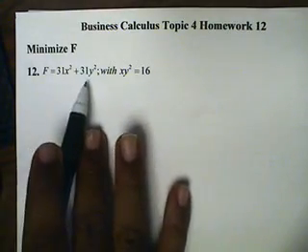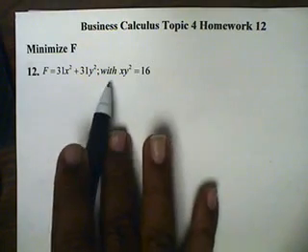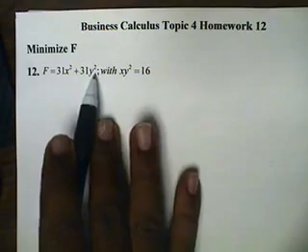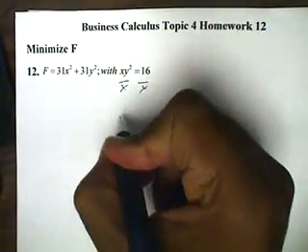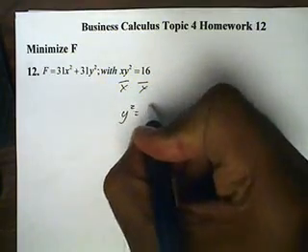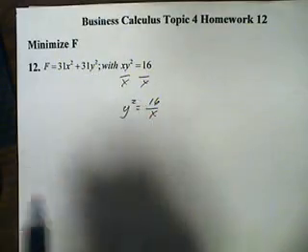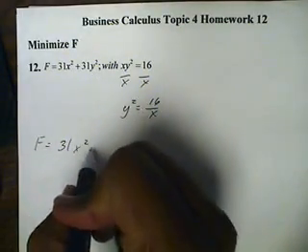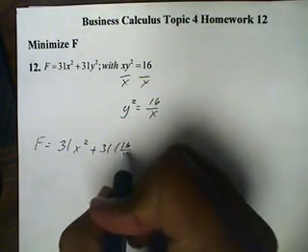So we're going to remove one of the variables by using substitution and this expression right here. I'm going to choose to sub out my y squared. So I'm going to divide this by x on both sides, and I have that y squared equals 16 over x. So this is going to replace my y squared here. So now f equals 31 x squared plus 31 times 16 over x.